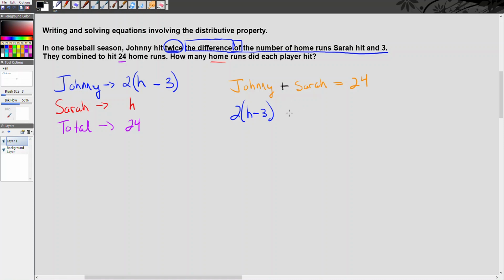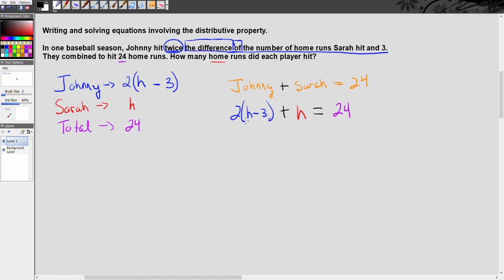So plus, and then I know what I can write for Sarah. I'm just going to write H. And we know that that equals 24. Well, let me go back and use the colors like I did for everything else. Equals, and purple for 24. Purple 24. All right. So here's our equation. And now all we got to do is solve it. So let's go ahead and take our steps and solve it.